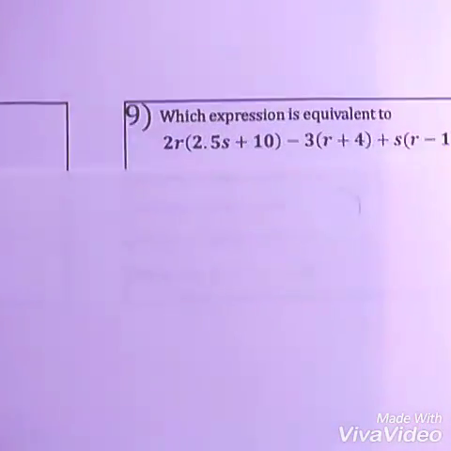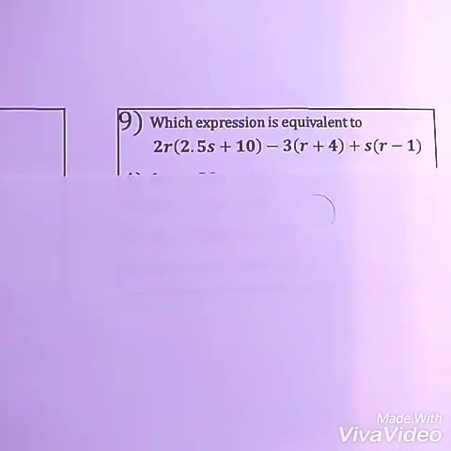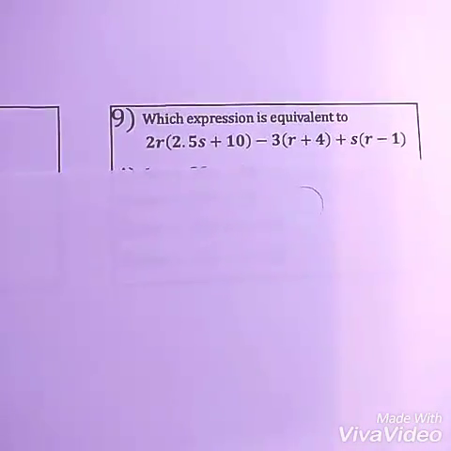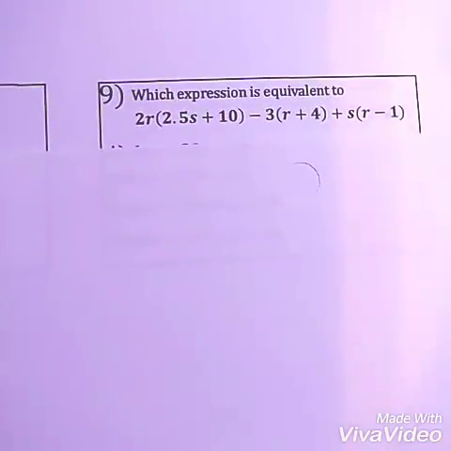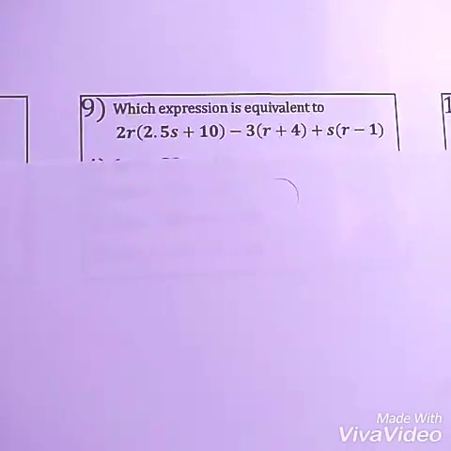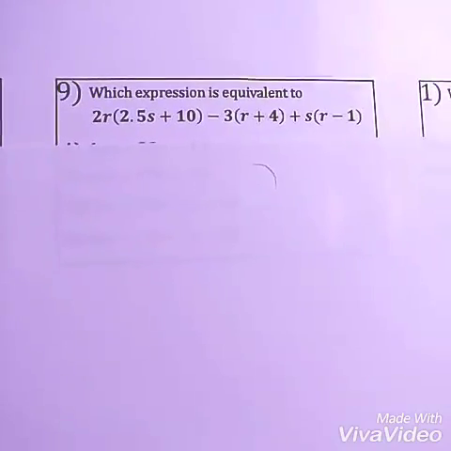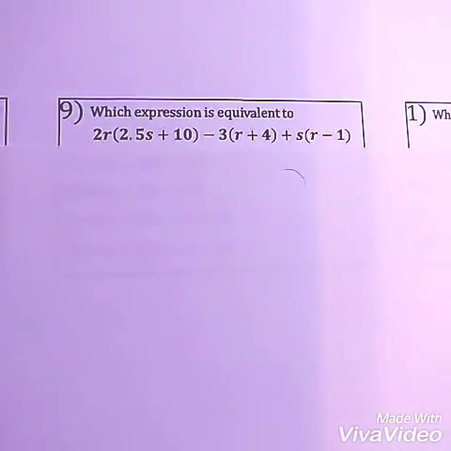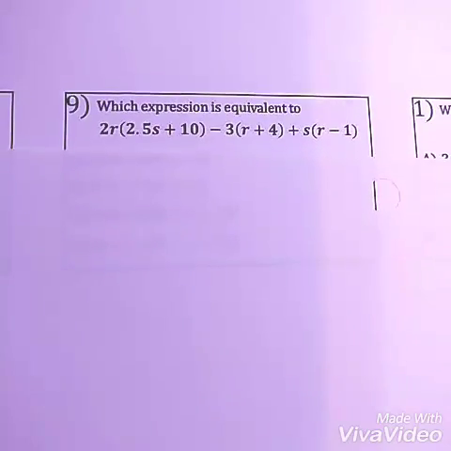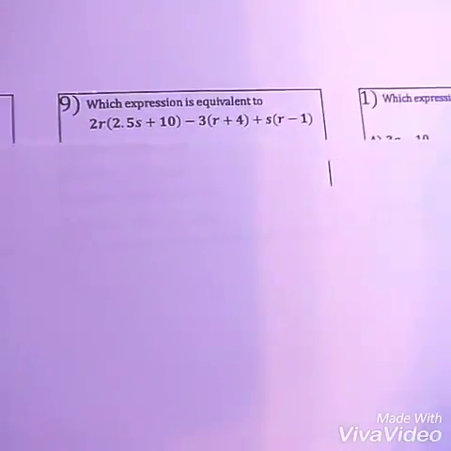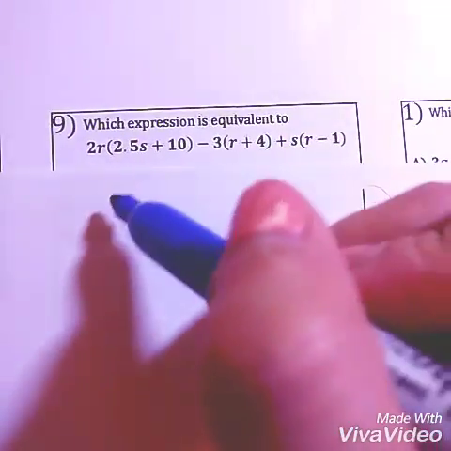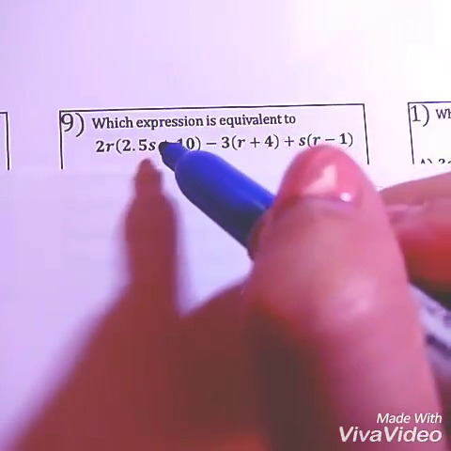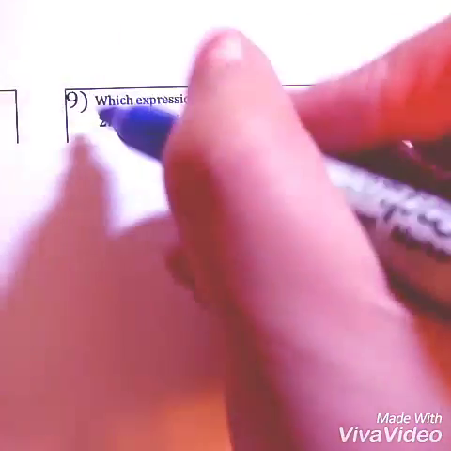Hello everyone, today we're going to talk about the most missed question on test number 1. So the first problem is, which expression is equivalent to 2r(2.5s + 10) - 3(r + 4) + s(r - 1). So this one is basically the distributive property. In other words, we're going to distribute the 2r to each of the terms inside the parentheses.